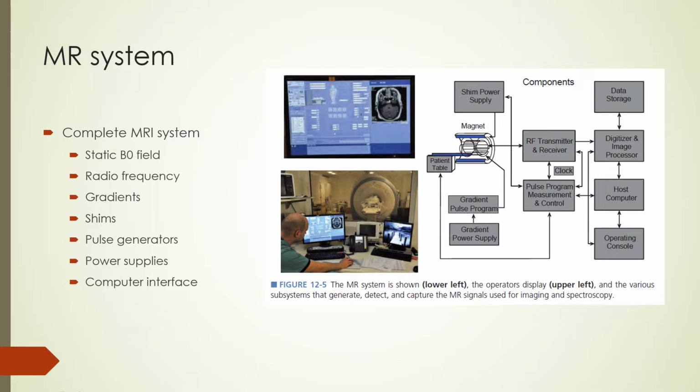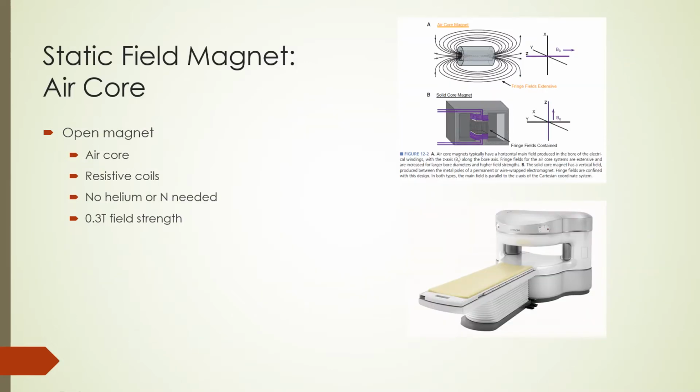The main magnet, the gradients, the transmit and receive coils, and Shimming coils are all connected to power supplies. A pulse generator is used to create the RF pulses needed for excitation, and computers are used for data storage, processing, and display. Let's look in detail at the main static magnet.